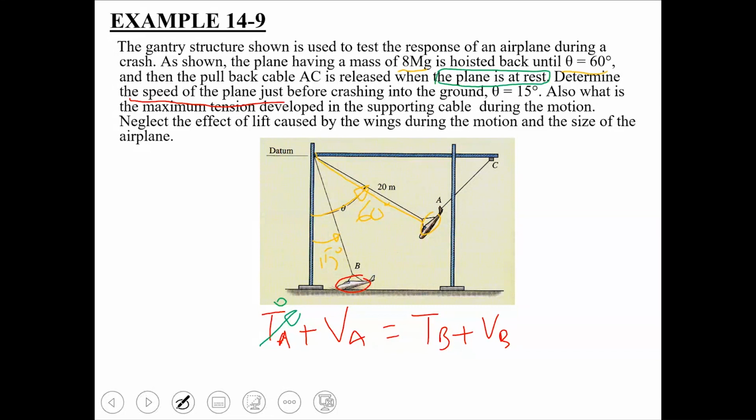That is, TA should be equal to 0. What about TB? It is going to be half mVB square. So this is going to be the kinetic energy at position B, and VB is unknown to you, which is going to be determined here. Okay, now coming to the potential energies VA and VB.